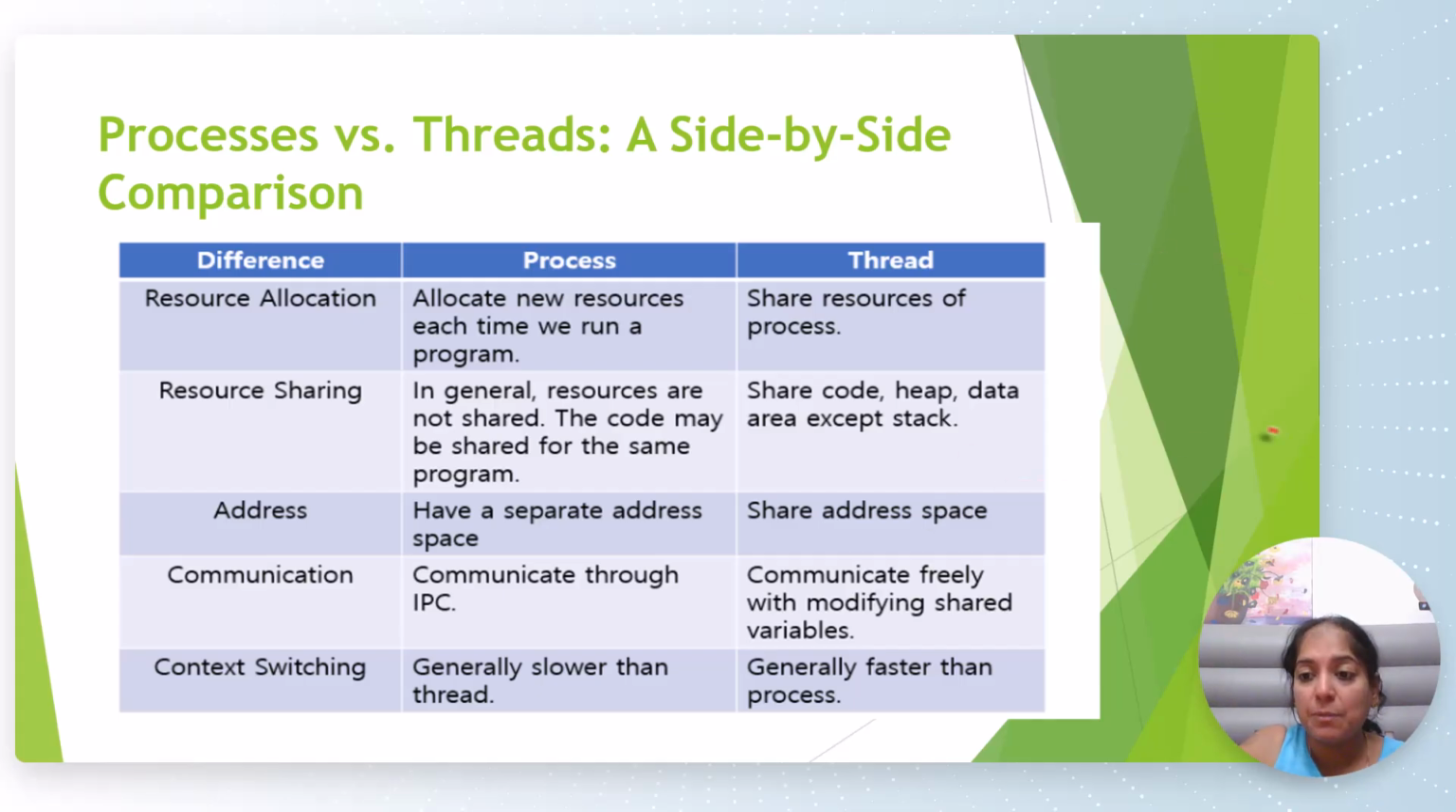The processes communicate through IPC, that is inter-process communication, whereas threads communicate by sharing variables, because they have a common address space. Context switching: in terms of processes, context switching is slower than for threads, but in the case of threads, context switching is faster. Why is it so, and what is context switching? We will talk about it.